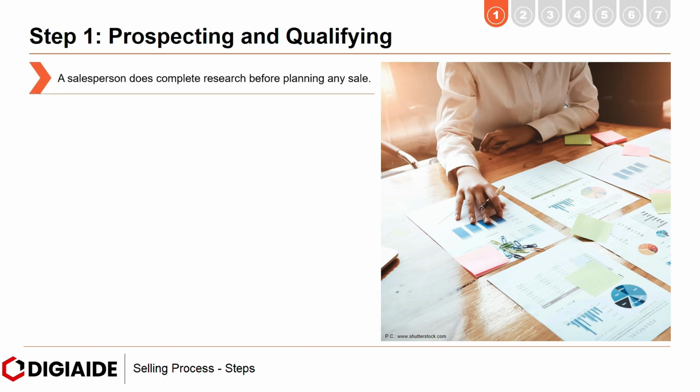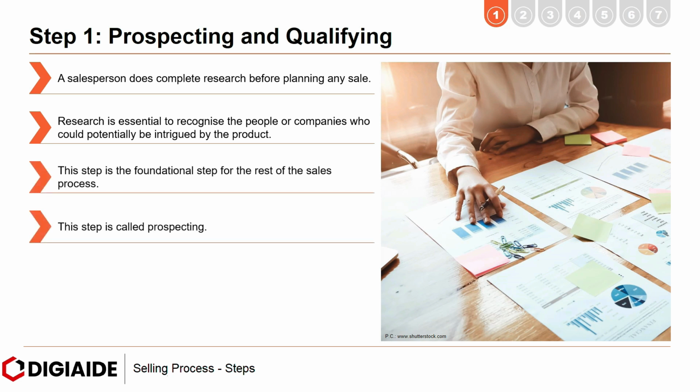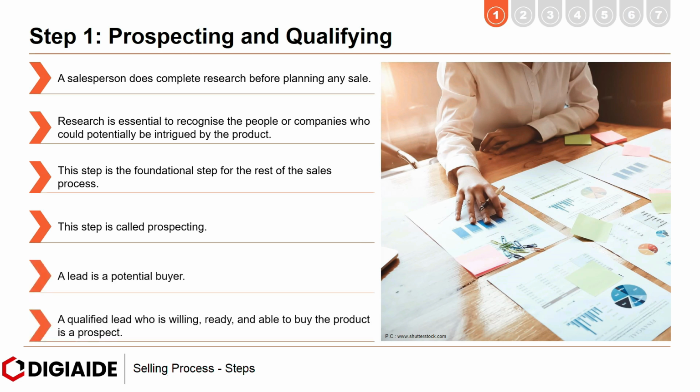A salesperson does complete research before planning any sale. Research is essential to recognize the people or companies who could potentially be intrigued by the product. This step is a foundational step for the rest of the sales process. This step is called prospecting. A lead is a potential buyer. And a qualified lead who is willing, ready, and able to buy the product is a prospect.